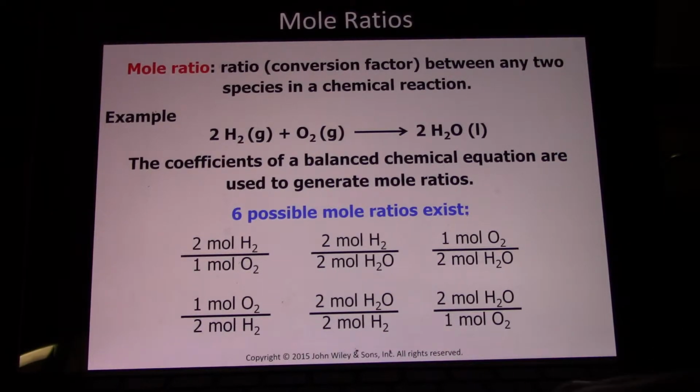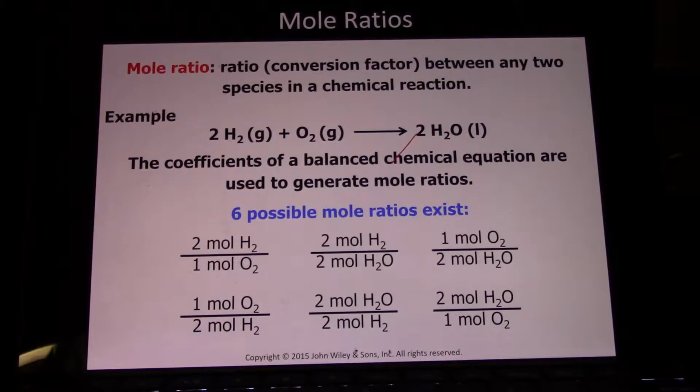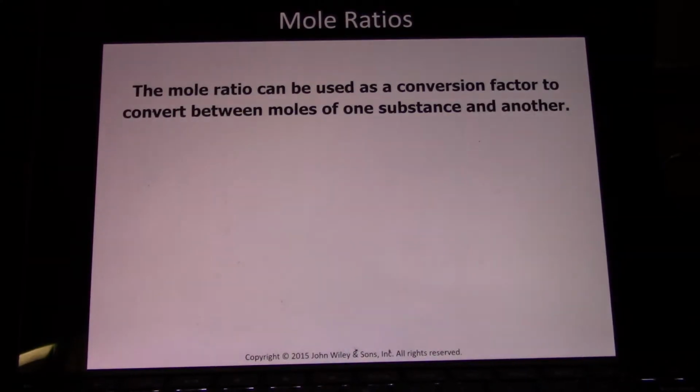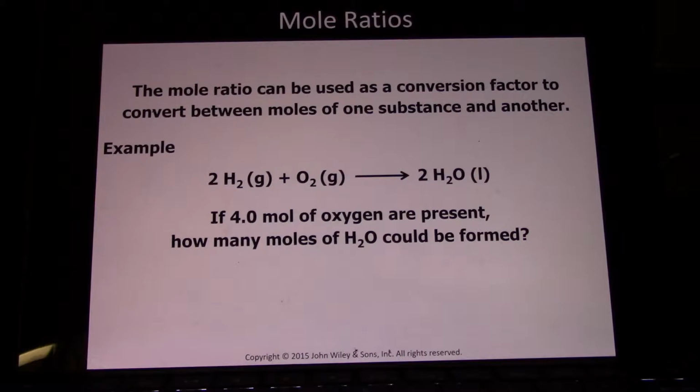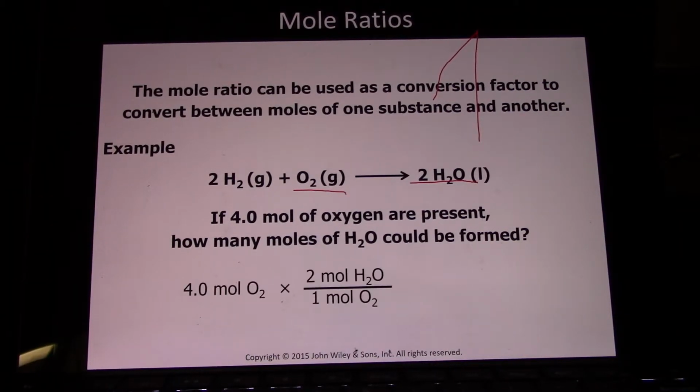Those are the stoichiometric ratios that show the ratios in which you're using reactants compared to each other, or when you're making products compared to the reactant. So if 4 moles of oxygen are present, how many moles of water can be formed? Well, it's a 2-to-1 ratio. You will make 2 moles of water for every 1 mole of oxygen. If you have 4 moles of oxygen, we will produce 8 moles of water. Those ratios hold throughout the whole reaction.